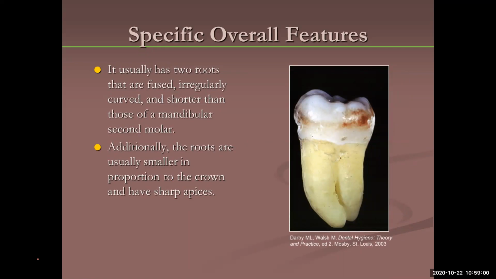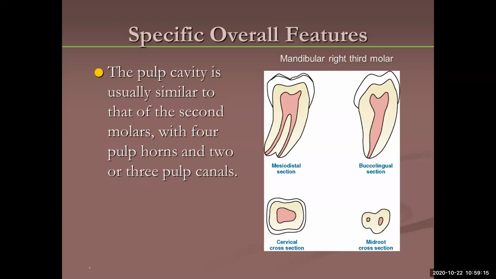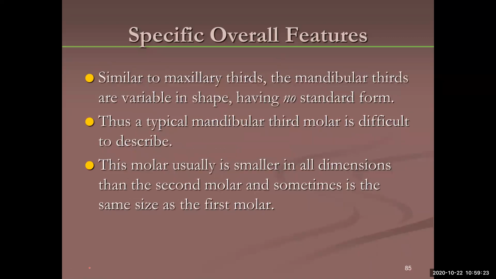Third molars usually have two roots. They're smaller, oftentimes fused. If they bend, what direction will they bend in, the mesial or the distal? Distal. Distal, they bend towards the distal. Pulp horns, not going to ask you about pulp cavities.